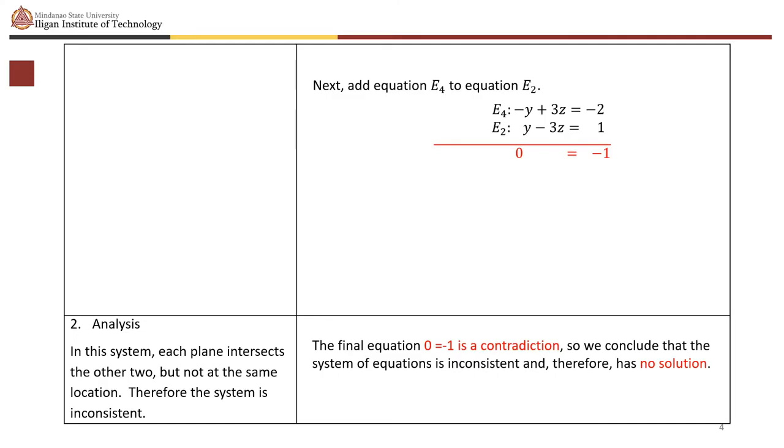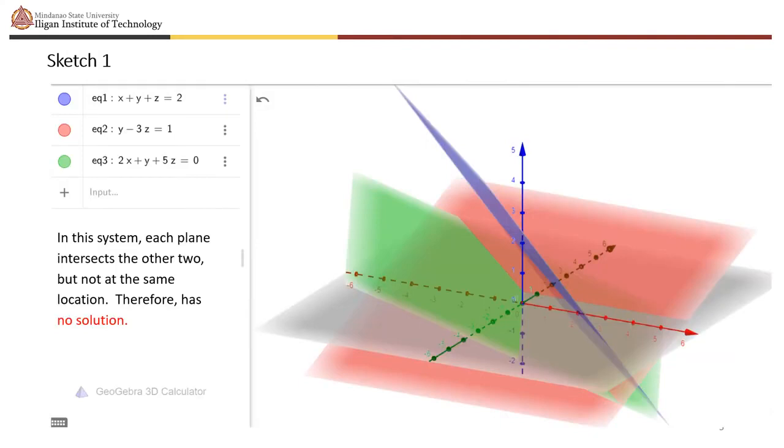Graphically, we have the following. If you take a look at the graph here, equation 1, x plus y plus z is equal to 2, is this violet graph here. Equation 2, y minus 3z equals 1, is the pink graph here. And equation 3, 2x plus y plus 5z is equal to 0, is the green graph here. Notice that in this system, its plane intersects the other two, so these two, but not at the same location. Therefore, it has no solution.